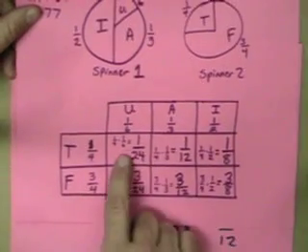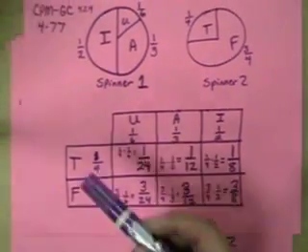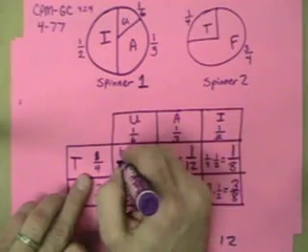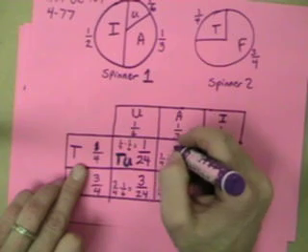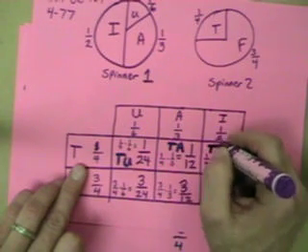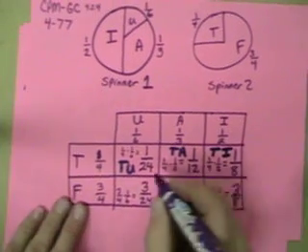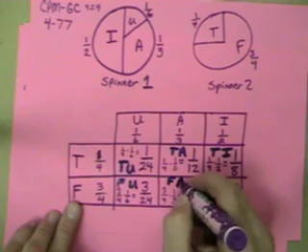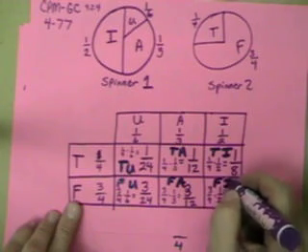Now remember, if you use this, it's a good idea to put down what each of them represents. For example, this one represented T and U. This one represented T and A. This one represented T and I, true and I. This one was false for U, false for A, and false with I.